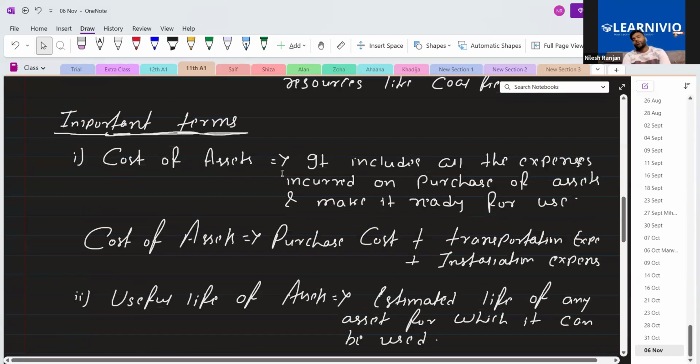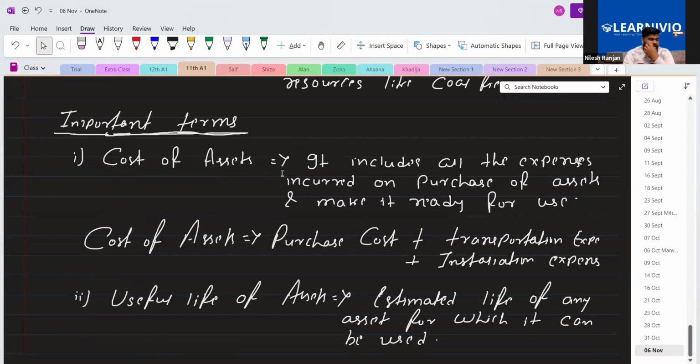Okay, important terms. Important terms is cost of assets. So, first of all, what is the meaning of cost? Cost includes all the expenses incurred on purchase and make it ready for use. If we have to use a machine, what are the costs that can be incurred up to the use? First we will purchase the machine, so purchase cost. Then from where we have purchased it, it will be transported. There will be transportation expenses.